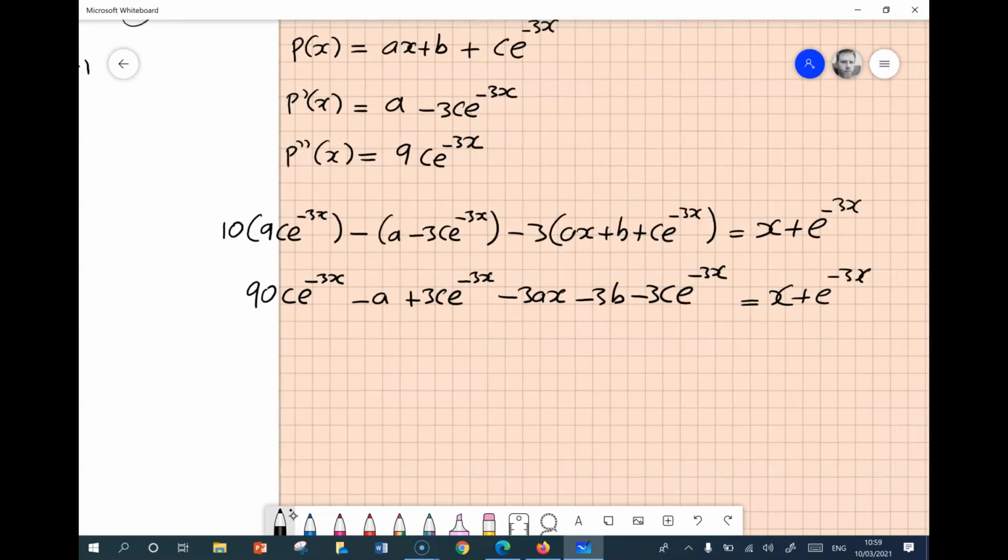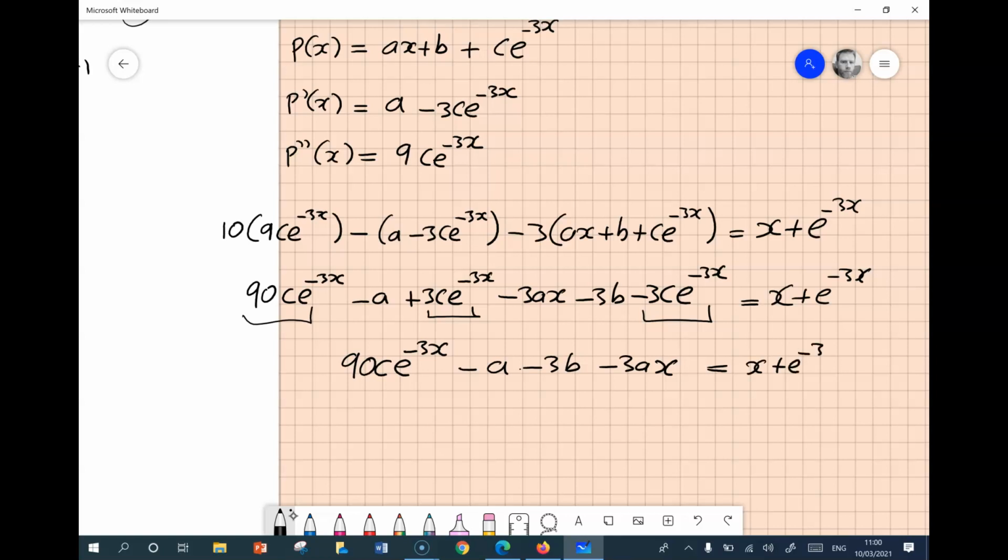We'll just simplify our left-hand side. So I have 90c e plus 3c e minus 3c e, and that's just going to give me 90c e to the power of minus 3x. And then we'll work out our other pieces. I've just got a minus a there. There's nothing for that to go with. And then I've got a minus 3b, and I've got a minus 3ax. Okay, and that's equal to my right-hand side, x plus e to the power of minus 3x.